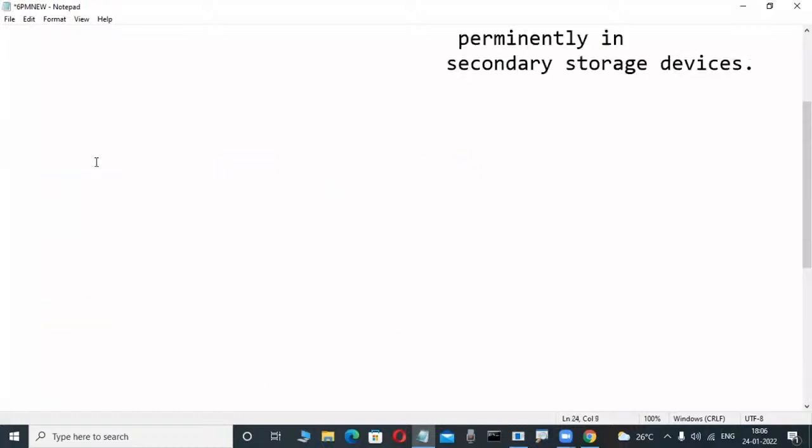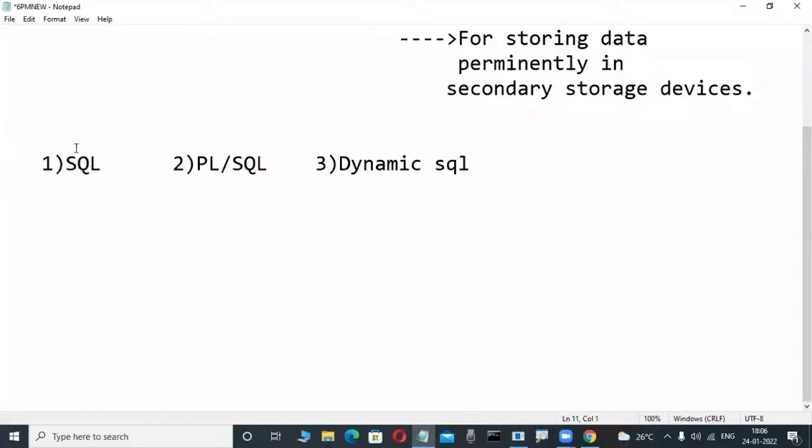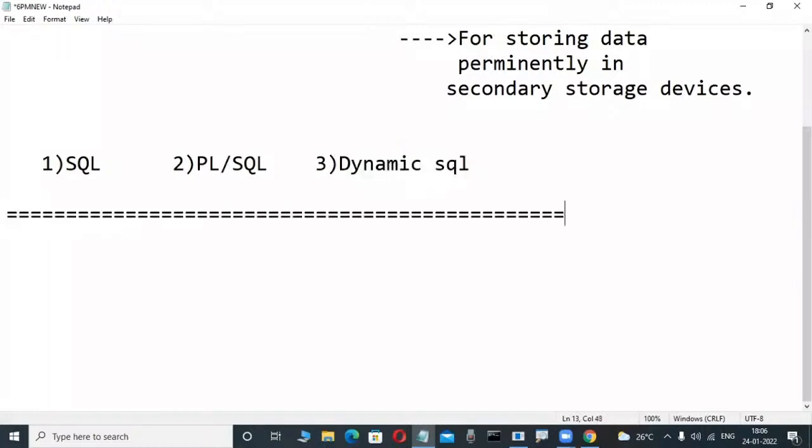But unfortunately, for the Oracle database product, if you want to operate it, we use three languages. One is SQL, another one is PLSQL, another one is dynamic SQL. Up to this point, we learned in the previous classes.